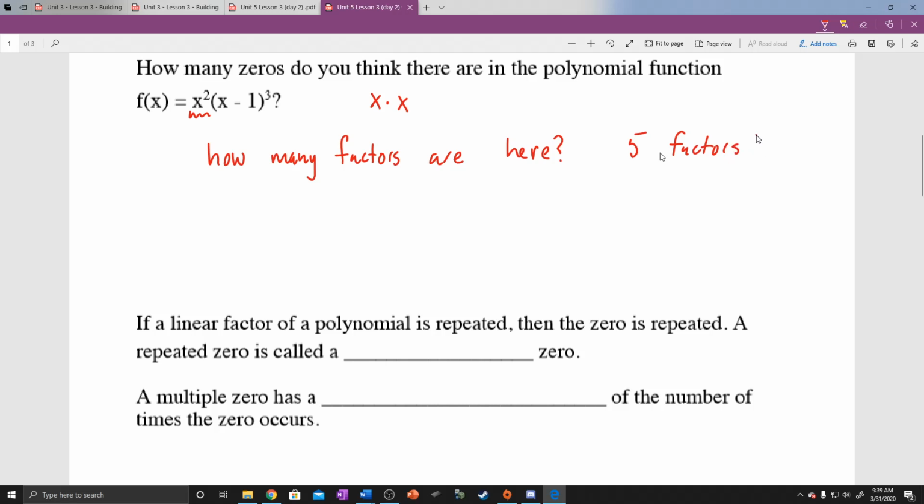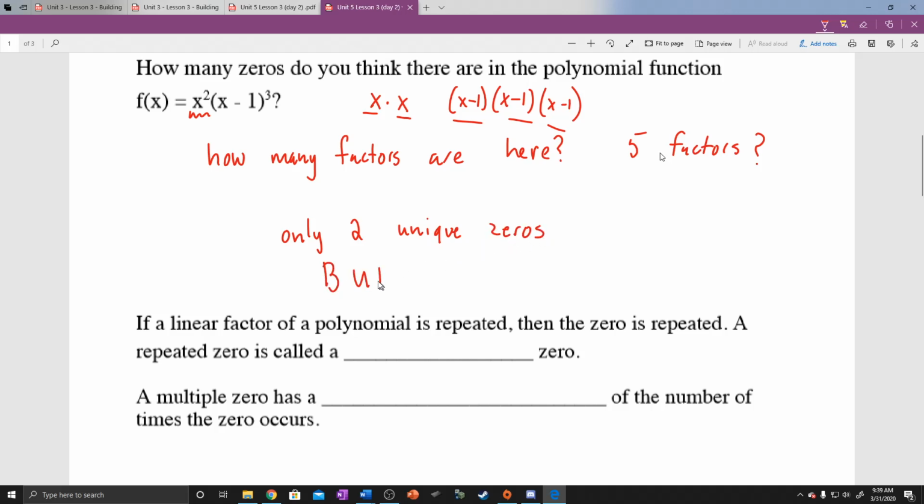And I said that as a question. And we're going to see that, well, this is repeated twice, isn't it? And if I wrote this out, how many times is it repeated? 3 times. And that's going to be important. So there's only 2 unique zeros, but they are repeated.